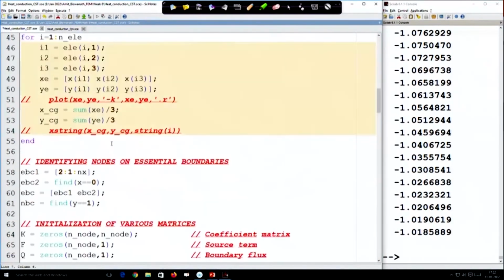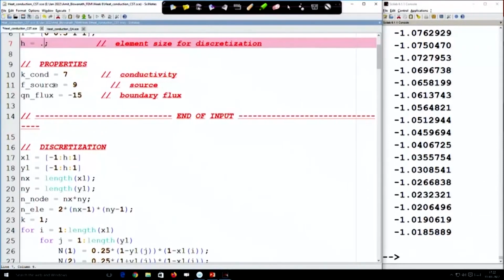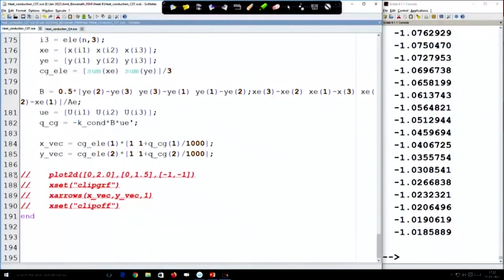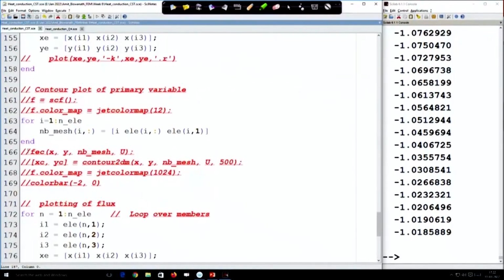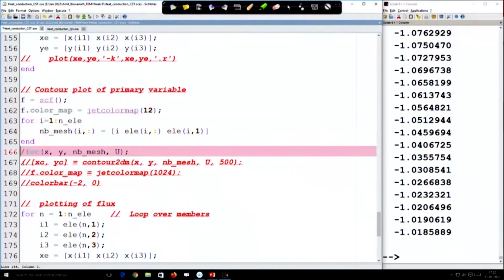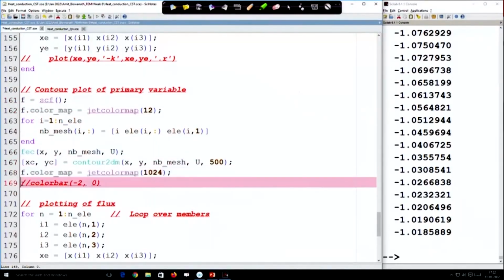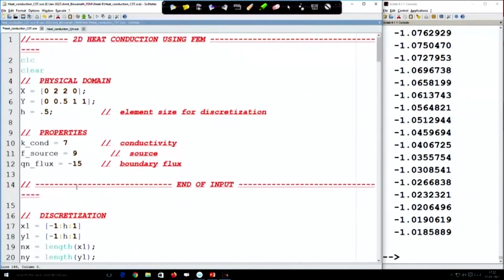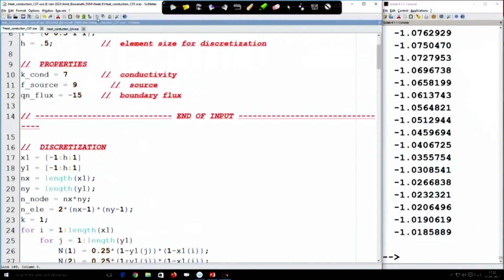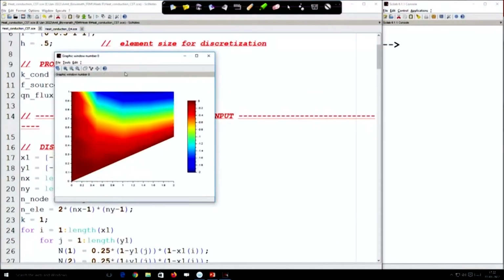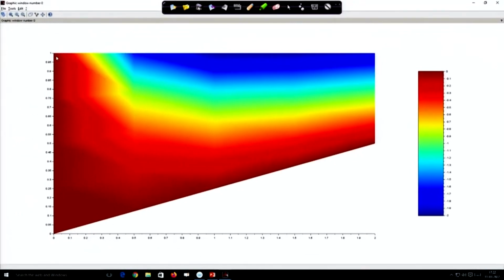Now let us plot the flux term. First let us plot the solution distribution. This is the solution. You see, we had imposed T equal to 0 on this boundary, and this contour shows the 0, in blue color. This is how the temperature is distributed in this case.